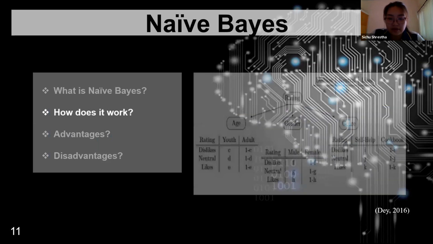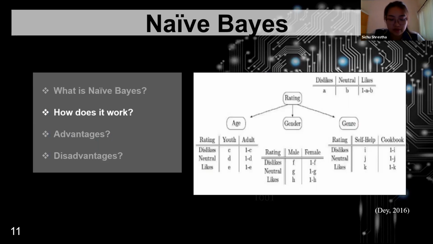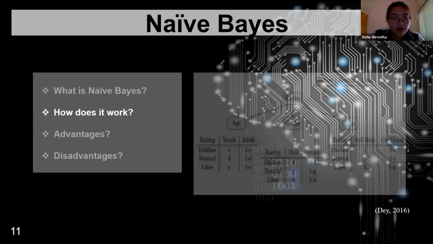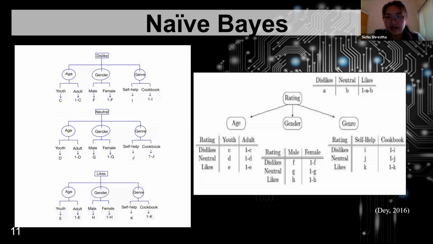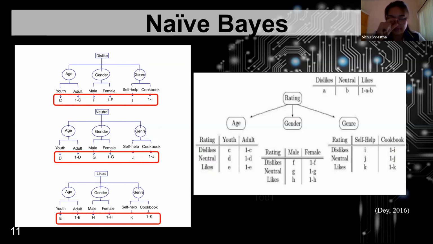So how does it work? This is an example that I show you to explain. I transformed this figure to the left one to be easier to understand. I divided it into 3 classes: right, neutral and left. The last one, in the black box, is the probability of each factor.